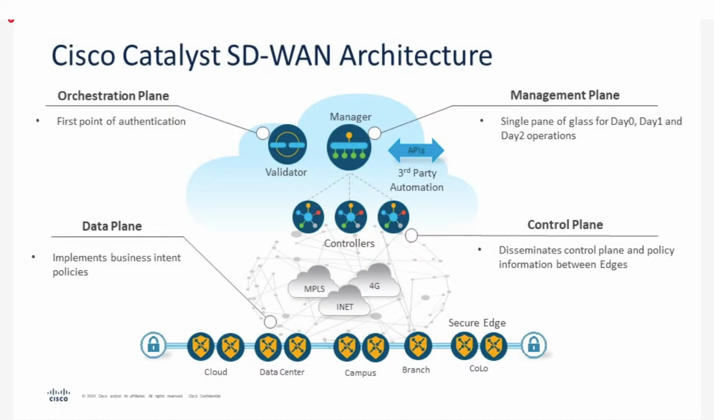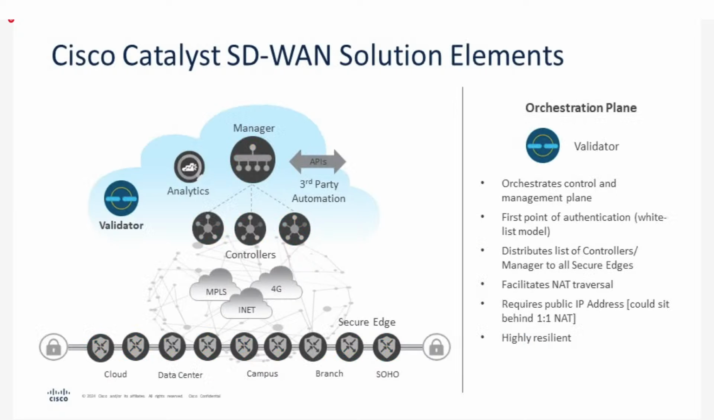And finally, we have our data plane. This is the actual routers which are in our branches, and these are responsible for forwarding packets based on decisions from the control plane. So let's discuss all of these components in our upcoming slides.